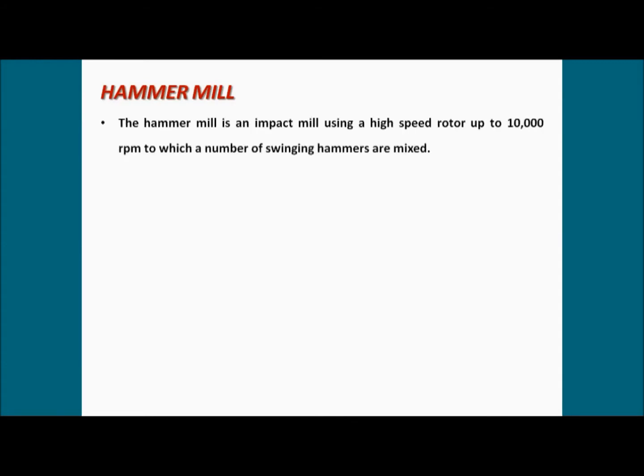By definition, the hammer mill is an impact mill using a high speed rotor. The hammer mill has a high speed rotor which can rotate up to 10,000 revolutions per minute, that is 10,000 rpm. To this rotor a number of swinging hammers are fixed. The basis of the hammer mill is the principle of impact.